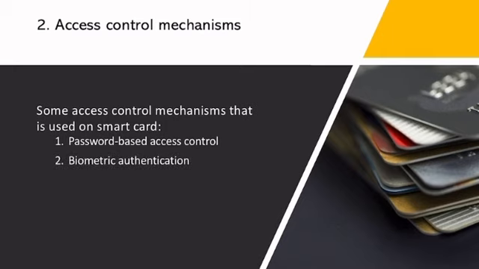Second, biometric authentication. Biometric authentication involves the use of physical or behavioral characteristics, such as fingerprint or voice print, to grant or deny access to the data of the smart card. Biometric authentication may be performed by the smart card itself, or it may be performed by an external device or system that is able to read the biometric data from the smart card.